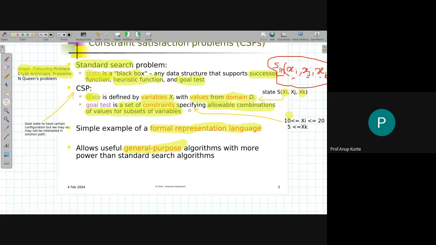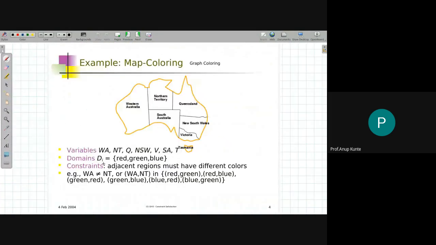Okay, a simple example of a formal representation language allows useful general purpose algorithms that are more powerful than standard search algorithms. We will talk about this later. I don't get the meaning of these two points myself, but we'll talk about them later and revisit this slide. So now I'm jumping to our first standard problem, called the map coloring problem.